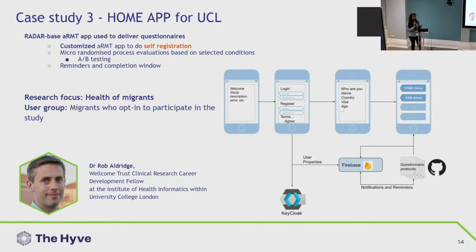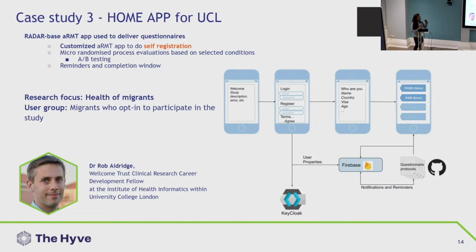So we just wanted to reach out to the audience and see who is interested in taking part in this research study. For this particular case, we customized the aRMT app so people can register themselves, do e-consent and take part in the study. This is mostly based on questionnaires at the moment.